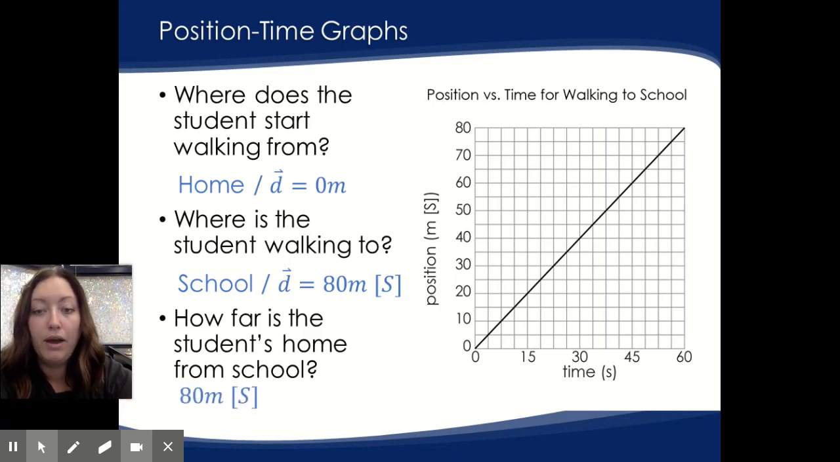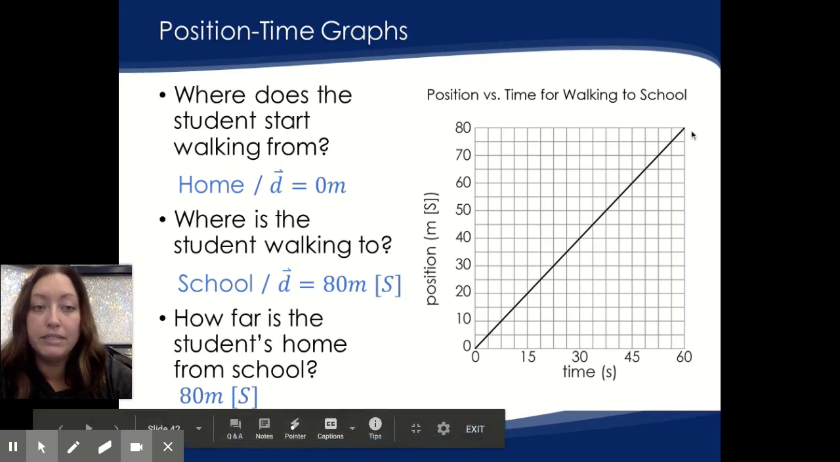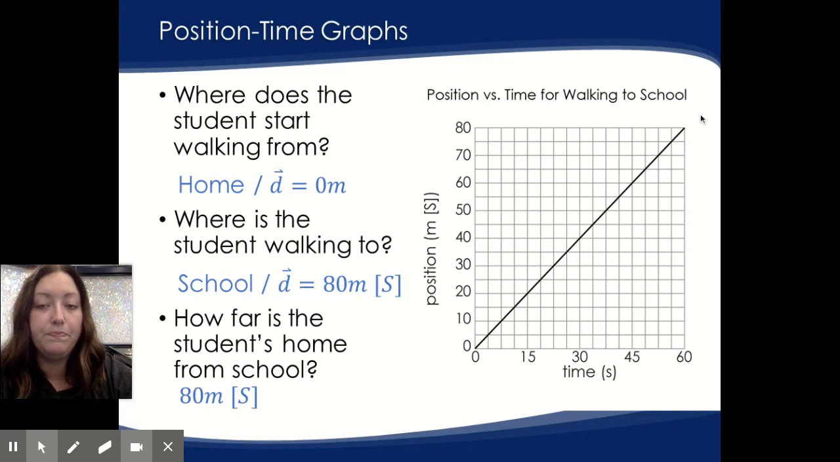Okay, so you have 80 meters south on there because it gives you the directions, but that's also his position. So his position is 80 meters south. The distance he covered was 80 meters, and his displacement was 80 meters south.